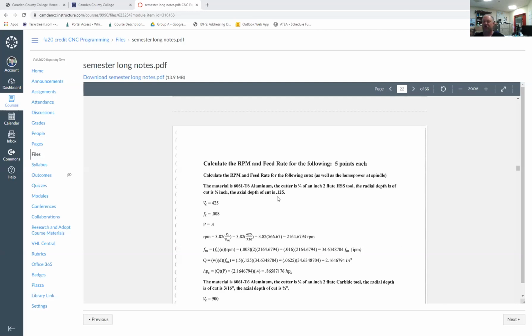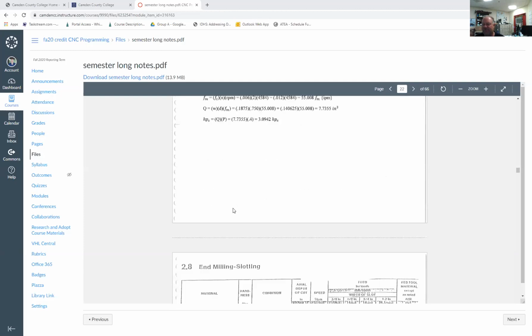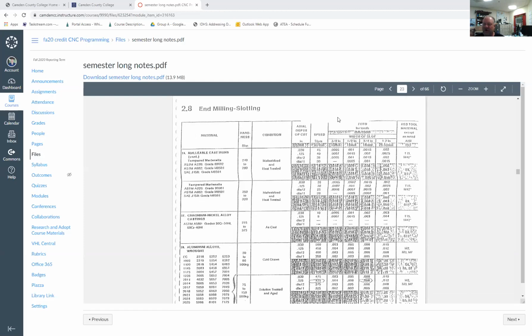Using my little law right there, the radius of a 3/4 inch diameter tool is 3/8, so 0.375. In the problem, I stated that the radial depth of cut is 1/2 inch. So 1/2 inch, 0.5, is greater than 3/8 inch, 0.375. So we have a slotting cut. Although we are still on the periphery of the part, it is considered a slotting cut, so we go to the slotting chart right here.